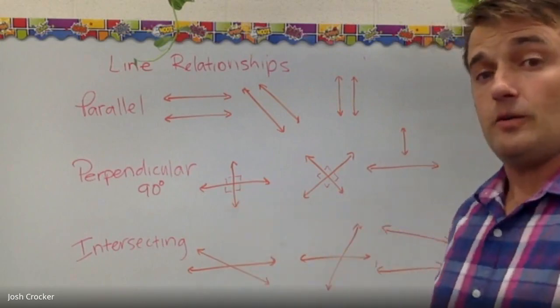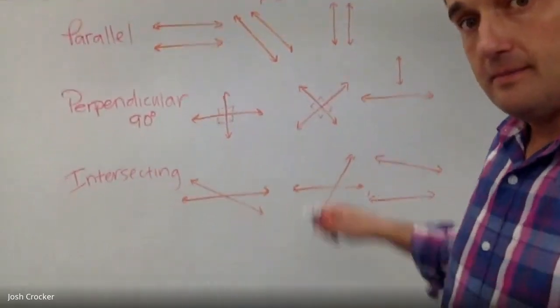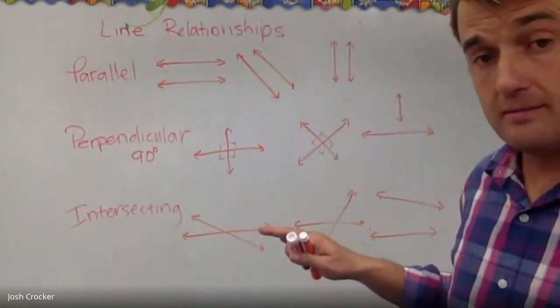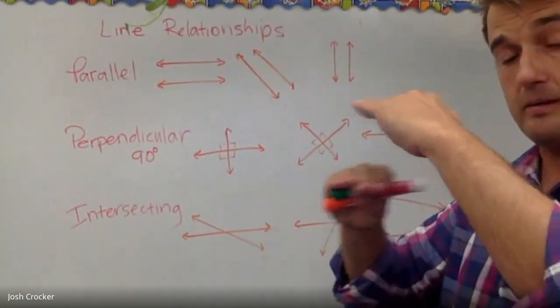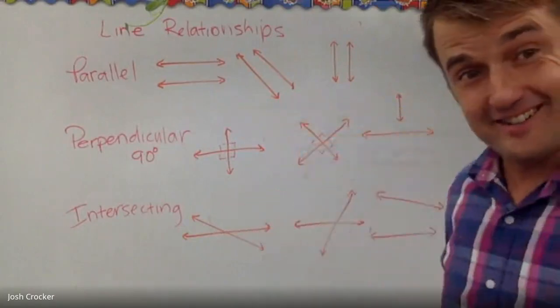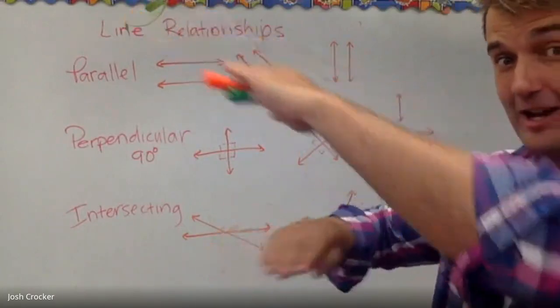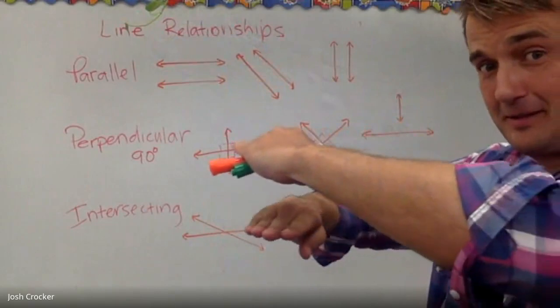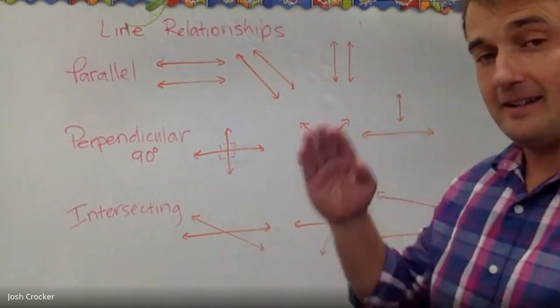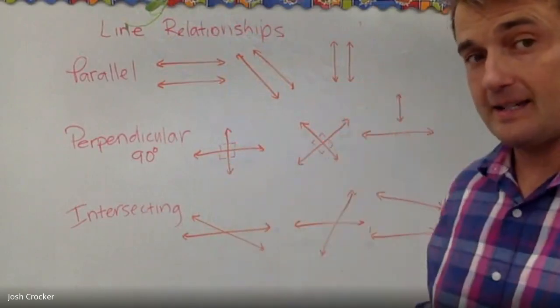Now, we've got parallel lines, which will never cross. They will never cross because they're going perfectly the same direction. It's hard to do with your hands, because that's not actually perfect. You've got to be super careful. Parallel. Perpendicular makes a 90-degree angle.